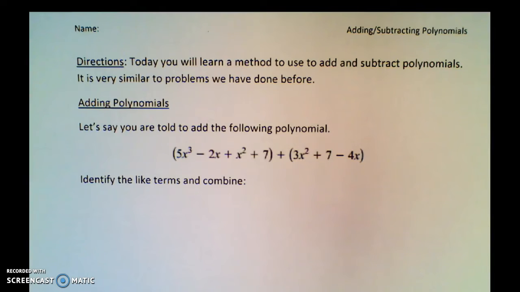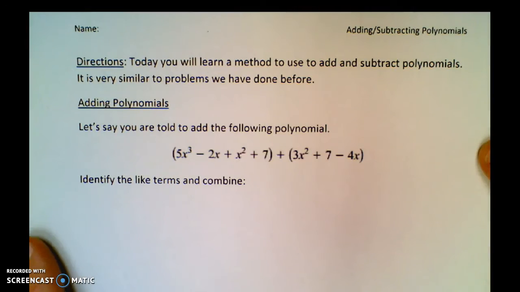Alright, now that we know what polynomials are and how to graph them, we're going to start looking at doing operations with polynomials. So the first thing we're going to take a look at is how to add and subtract polynomials. It's actually something you've done before, but now it's just going to require a little bit more precision and accuracy in your answers. So for today, you will learn a method to use to add and subtract polynomials. It is very similar to problems we've done before.